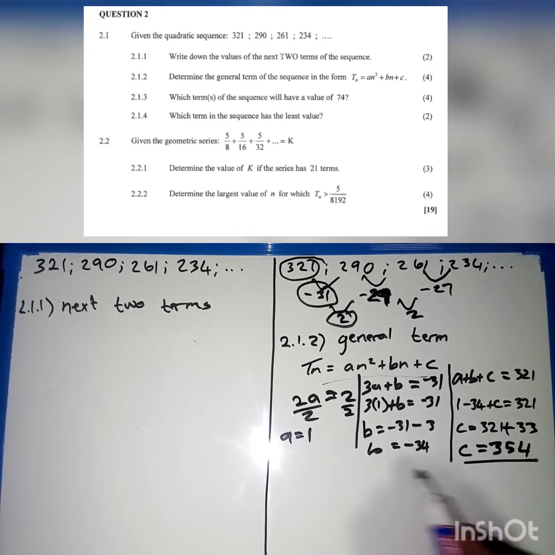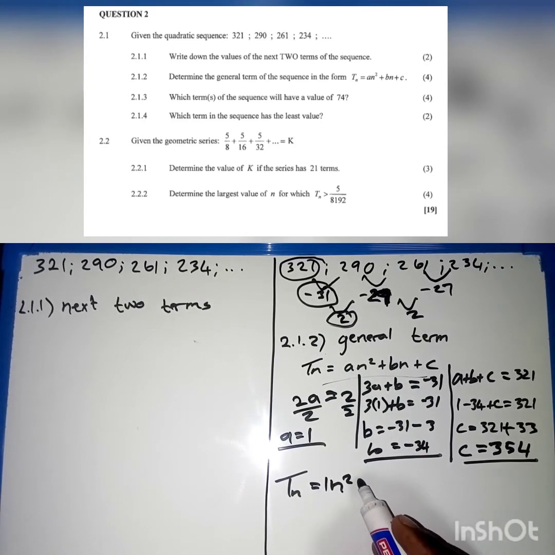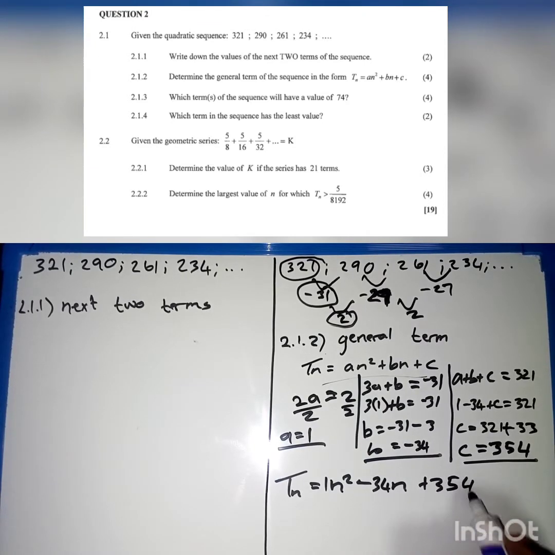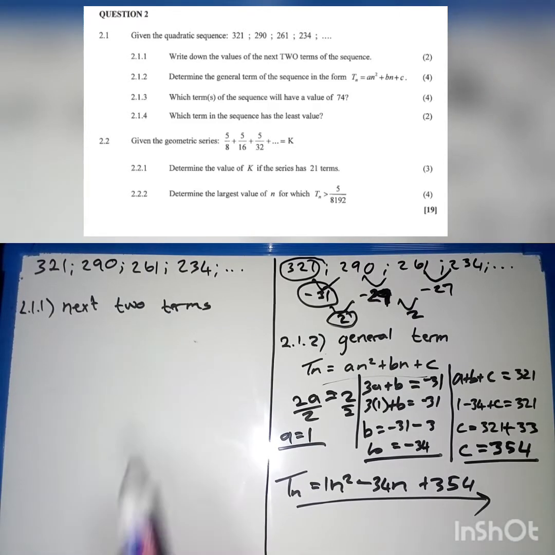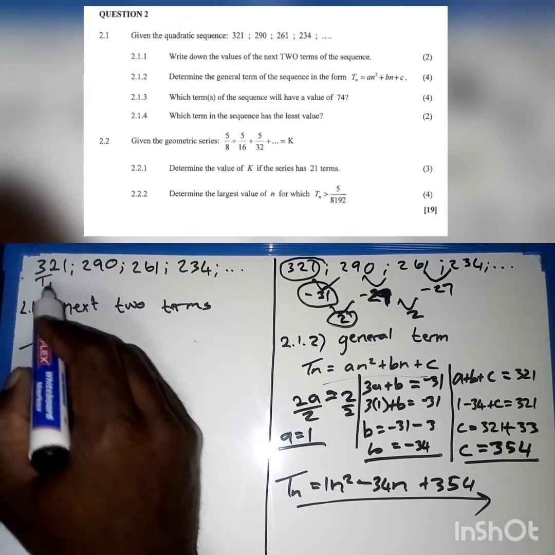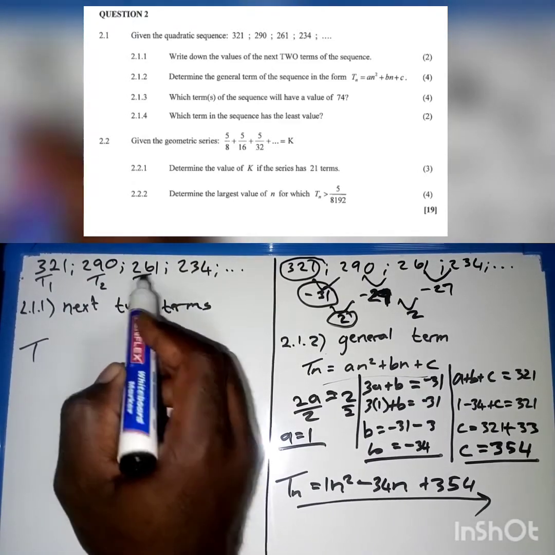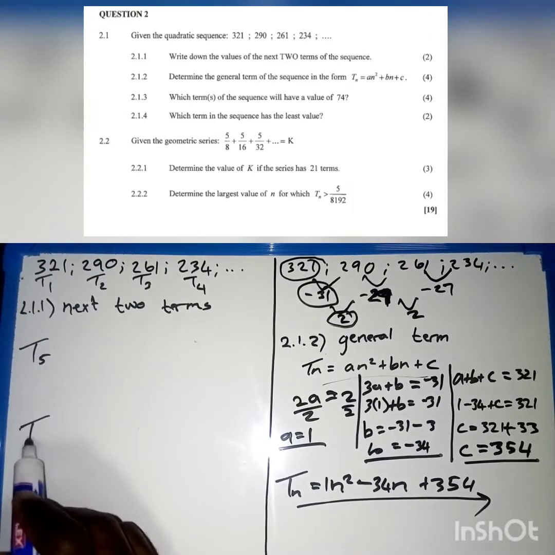So this is your c, this is your b, and this is your a. So substituting everything into our formula, we'll have Tn is equal to n squared, there's a 1 here, minus 34n plus 354. So this here will be our equation. Now we're going to use this equation to solve for the next two terms. This is T1, this is T2, T3, T4. So the next two terms will be T5 and T6.